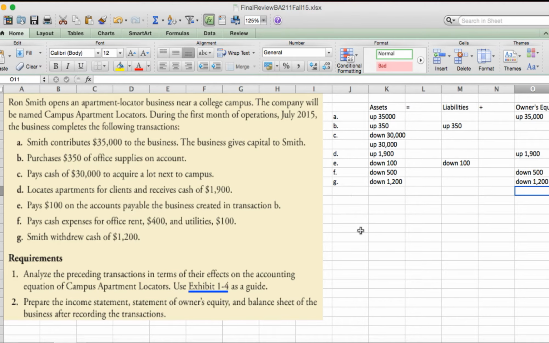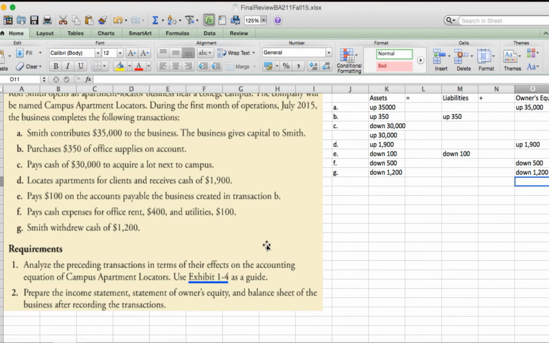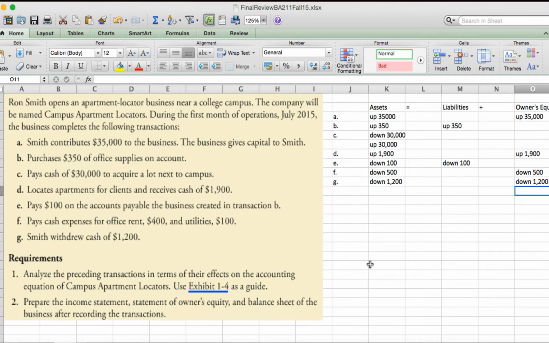Then the next part says prepare the income statement, statement of owner's equity, and balance sheet of the business after recording the transactions. I'm actually going to skip that part, just because with this much information, first of all, they're going to be really simple statements. But basically, you should know, and in one of the other problems we'll do it a little bit more thoroughly.